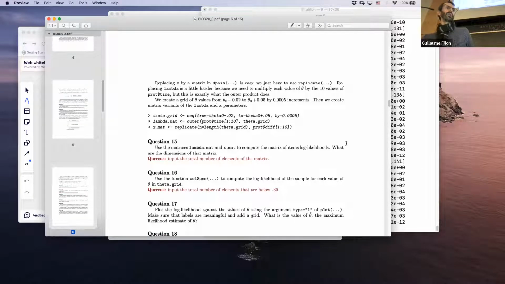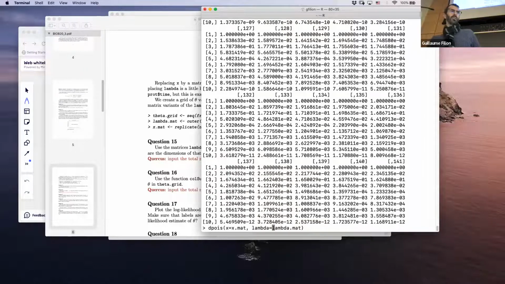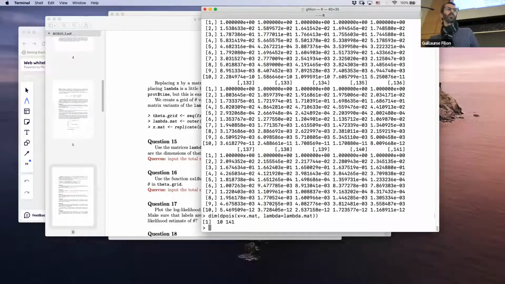Input the total number of elements in the matrix. So here, what is the dimension of this matrix? We use the dim function. Okay, and so the total number of elements is 10 times 141, so that's 1,410. That's the answer here to the question on Moodle.